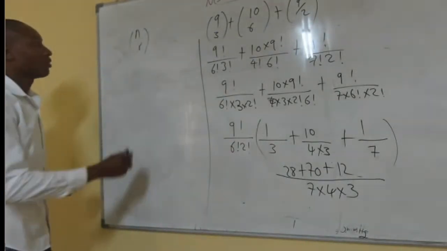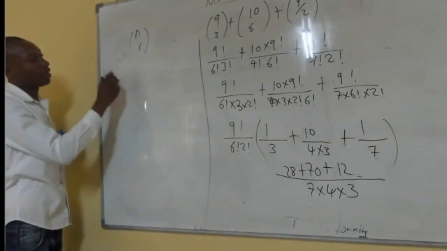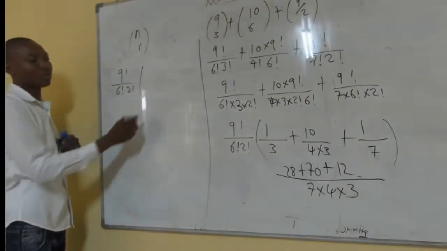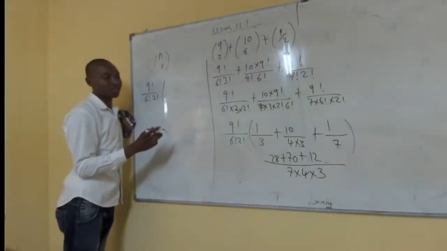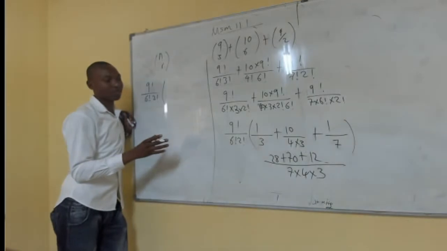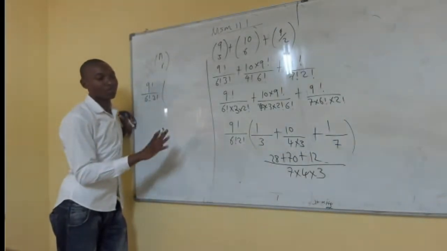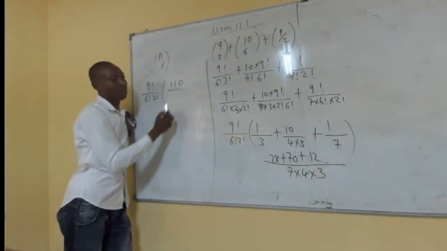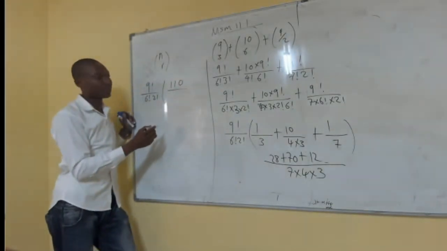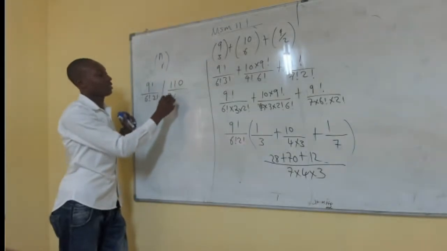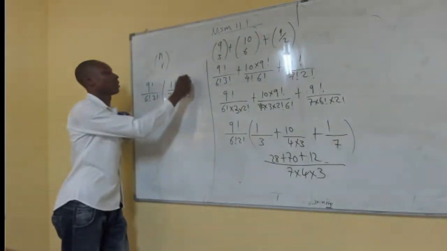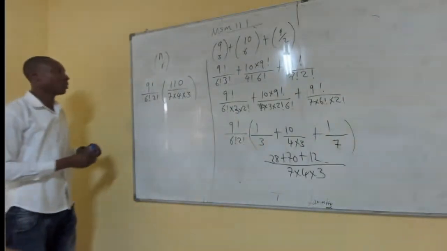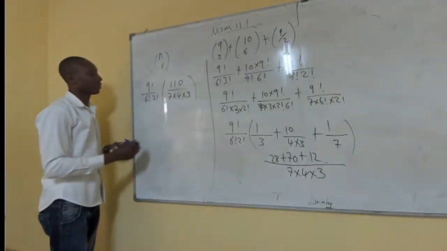Right, then from here, we're going to have 9 factorial over 6 factorial, 2 factorial, multiplied by 12 plus 28 is 40, plus 70 is 110, okay, over 7 times 4 times 3, okay.